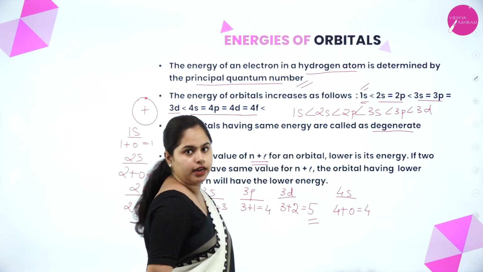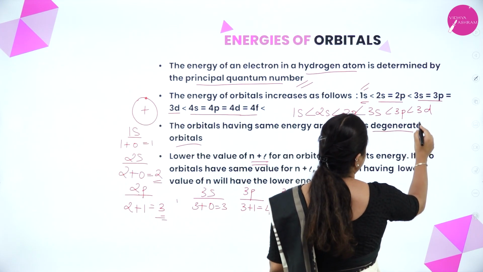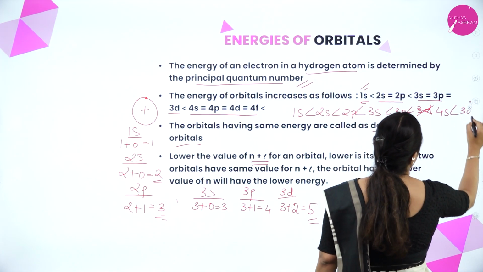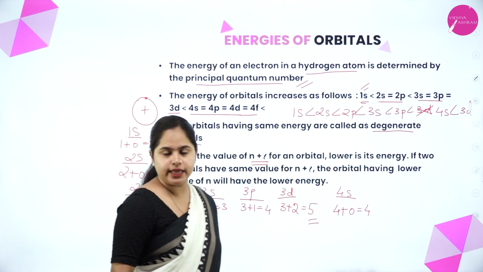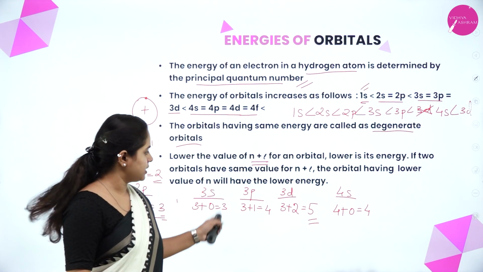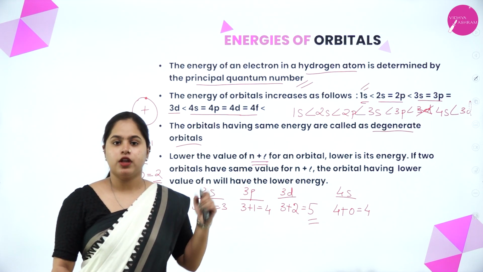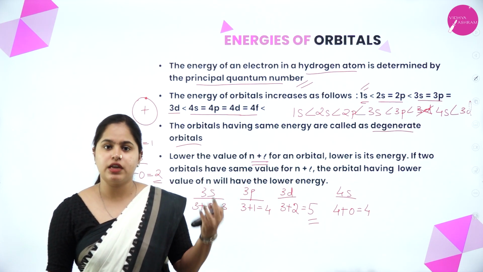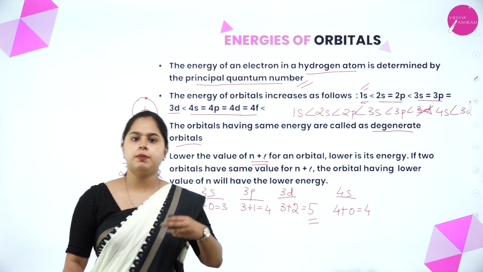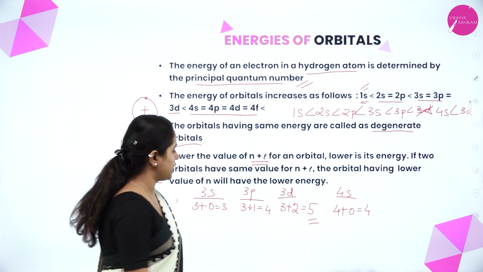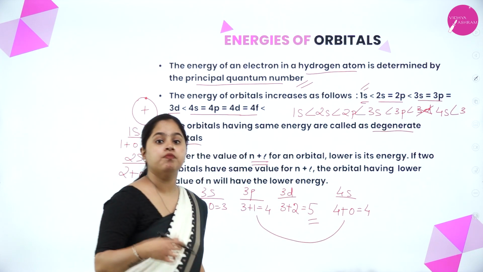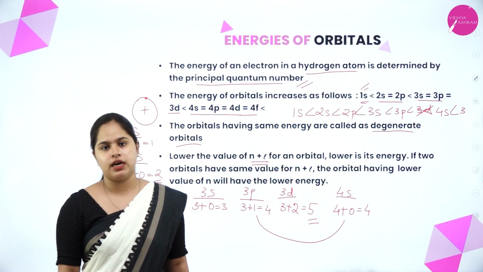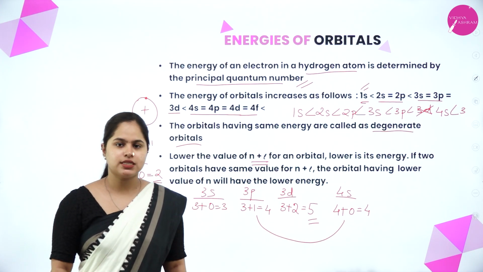So is this order correct? No. After 3p, what happens? 4s comes and then 3d. So I hope it is clear. How did I calculate it? Using the n plus l value. So what you have to do is calculate the n plus l value. Whichever is having higher n plus l value will be having higher energy. And if both are having the same values, then whichever is having higher n value will be having higher energy. So I hope it is clear.